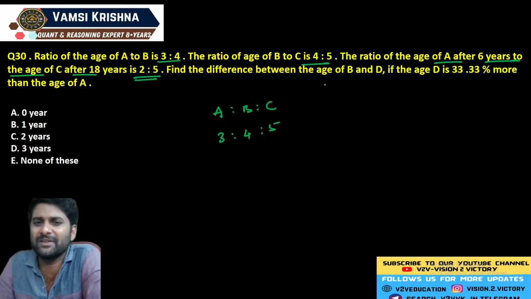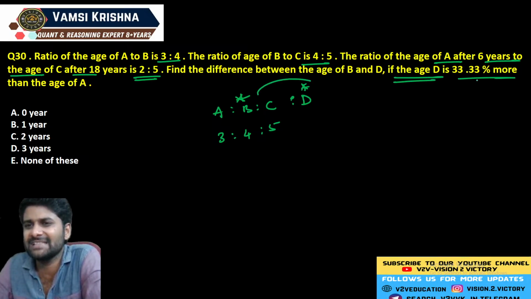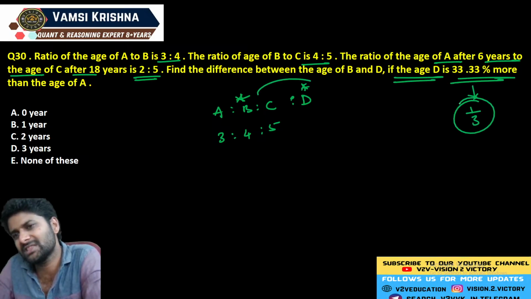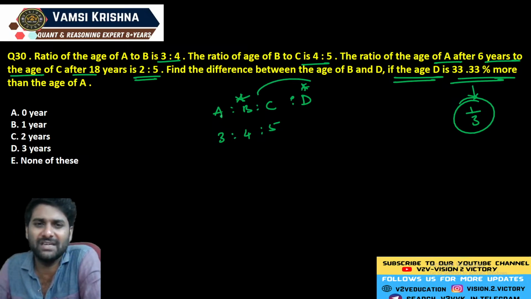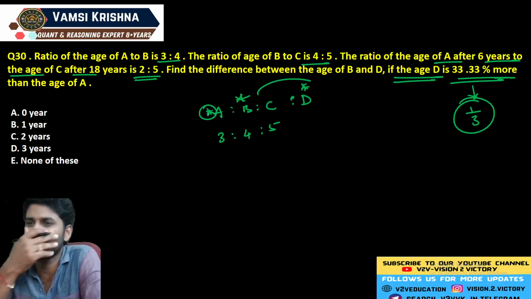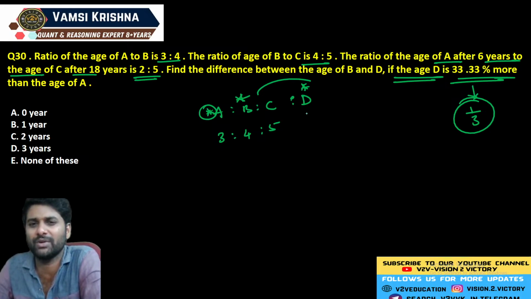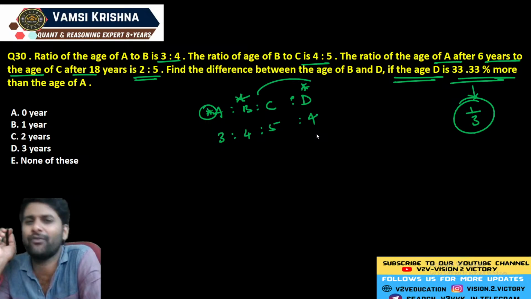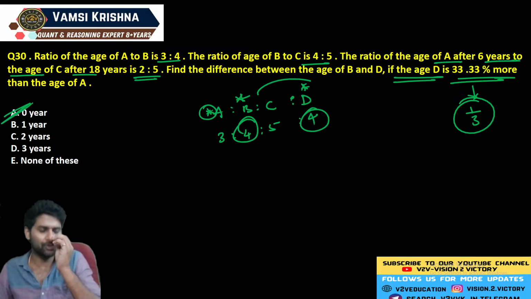Then find the difference between B and D. So we have to identify D also. We should identify the difference of B and D. If D's age is 33.33% more than the age of A, see, 33 1 by 3, 33.33% means one third. One third of 3 is exactly equal to 1 unit. Now D's age is also 4 units. Guys, no need to verify anything. Here the question is to find the difference between B and D. There is no age difference, guys, according to the comparison.